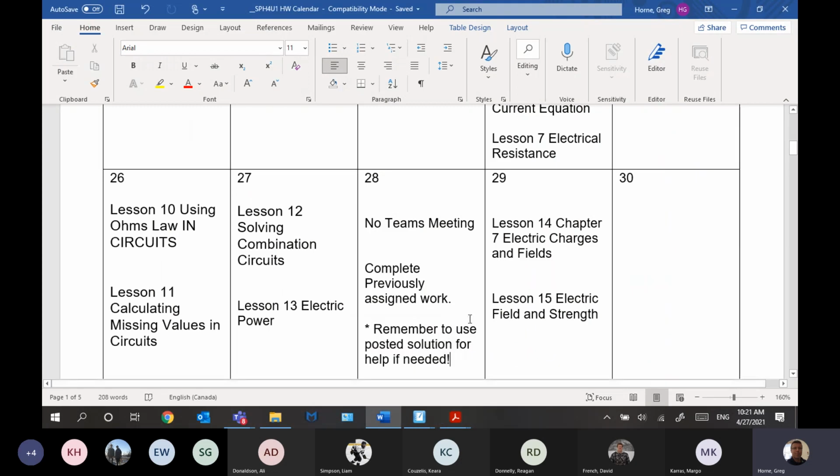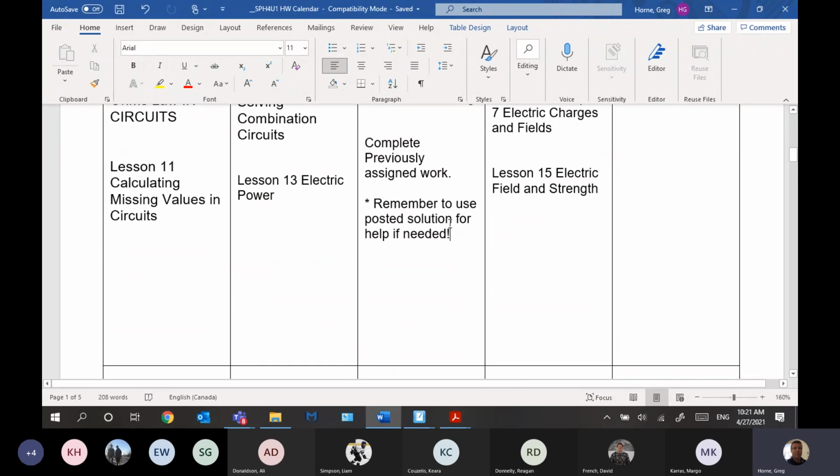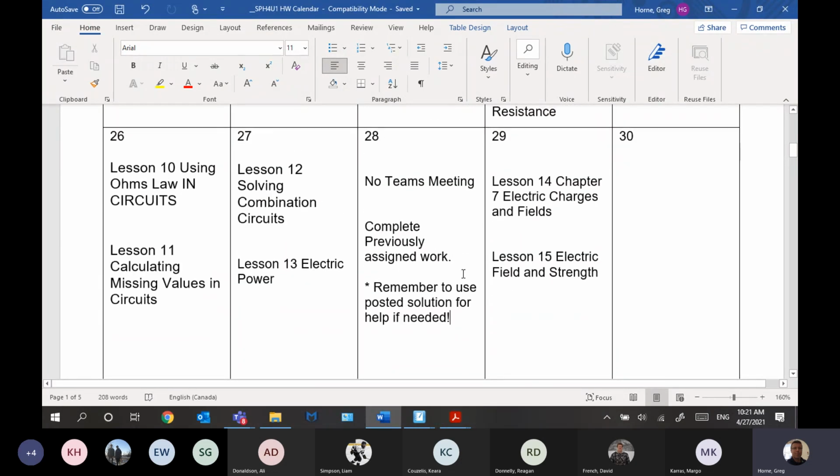What we've got on tap for a schedule here is no Teams meeting tomorrow because I have a doctor's appointment. So I'm saying, complete previously assigned work, which will include the missing values and circuits from 11, where you do the other 2 of each, and I'll use the solutions to help yourself through. And then there will be some numbers here that I wouldn't expect you to get done tonight.